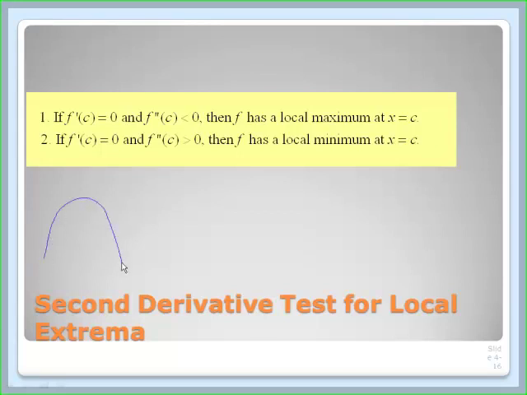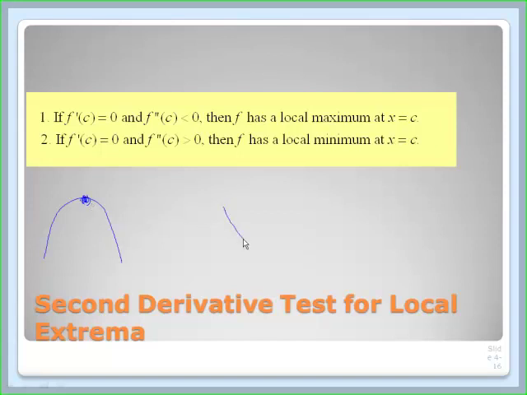Here is a local max, and obviously right there is c, okay? We would have f prime of c being 0, because the tangent line would be horizontal. And then because it is concave down, therefore it would be negative. The second derivative would be negative. So that's why we have a local max. So if it's concave down and a tangent line there, we have a local max.